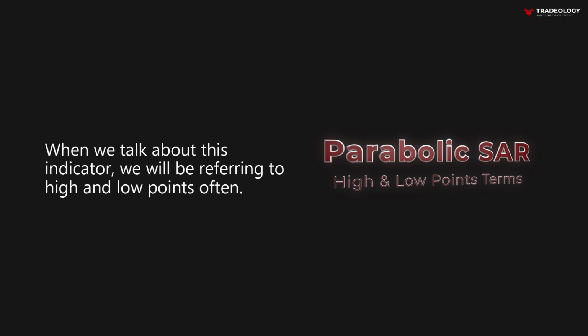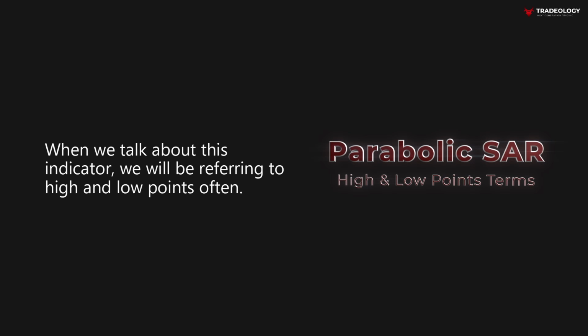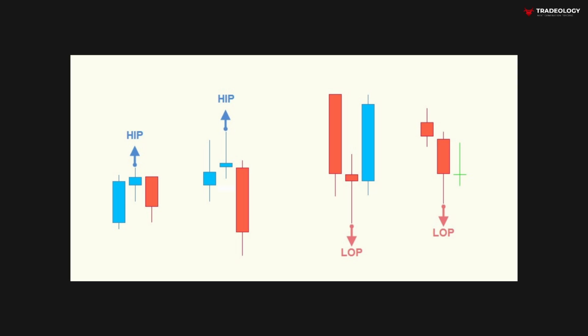When we talk about this indicator, we will be referring to high and low points often. For clarity, a high of a candle is said to be a high point or HIP, if it is higher than the highs immediately beside that particular candle. On the other hand, a low point or LOP is the low of a candle, which is lower than the lows of the candles next to it. Let's take a look at some examples.